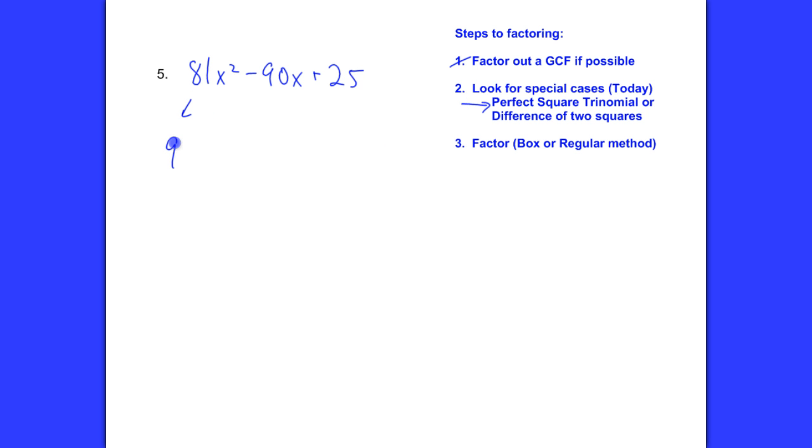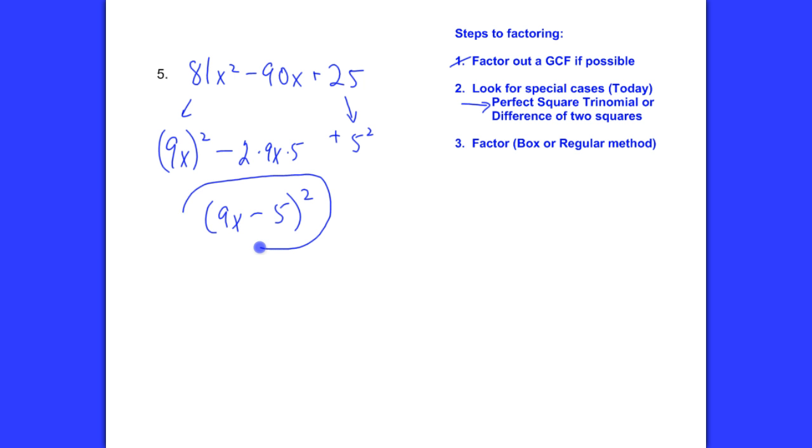Why? Because the square root of 81x squared is 9x. The square root of 25 is 5. 90x comes from 2 times 9x times 5. 5 times 2 is 10. 10 times 9 is 90x. So that means this factors to 9x minus 5 quantity squared. So simple. So simple when you start to see those patterns.